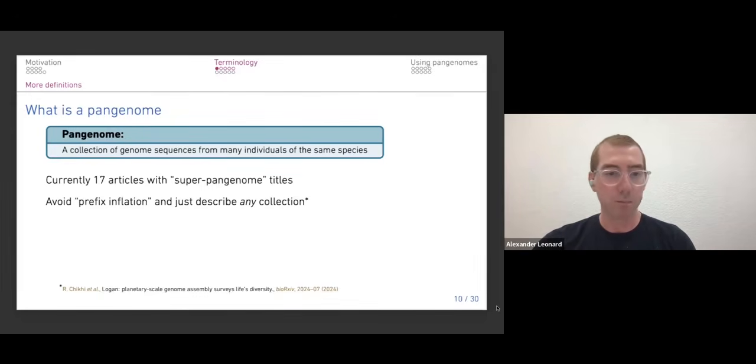Certainly, there's this really great paper about Logan. So this is basically where they put every single genome that's publicly available into this sort of pangenome index. And again, if you talk about all of life in a single pangenome, I'm trying to imagine what prefix that would have. It's a bit tricky. So again, I think really a pangenome is just a collection of genomes, regardless of how they're related in terms of phylogeny.